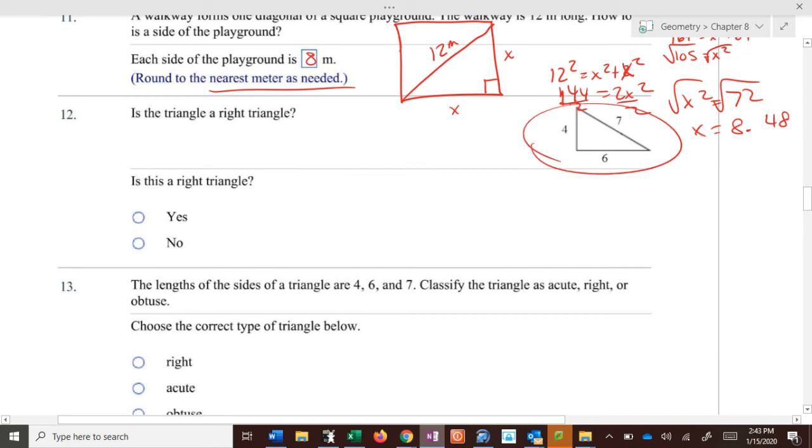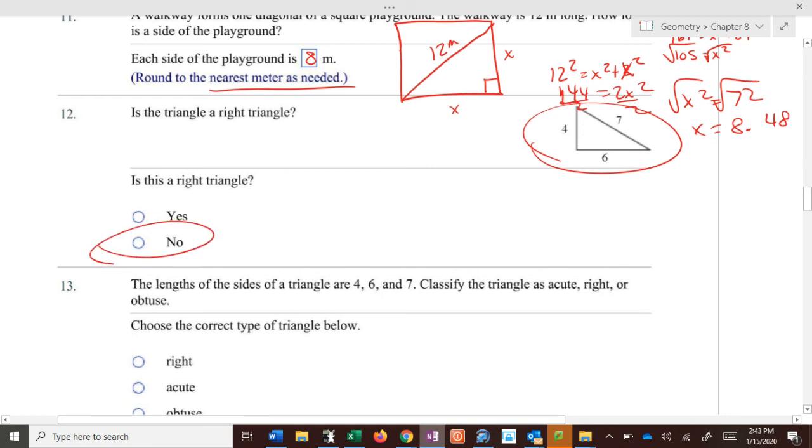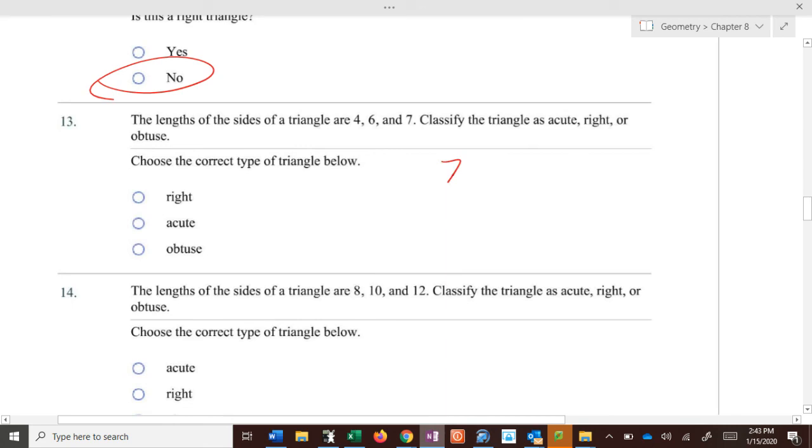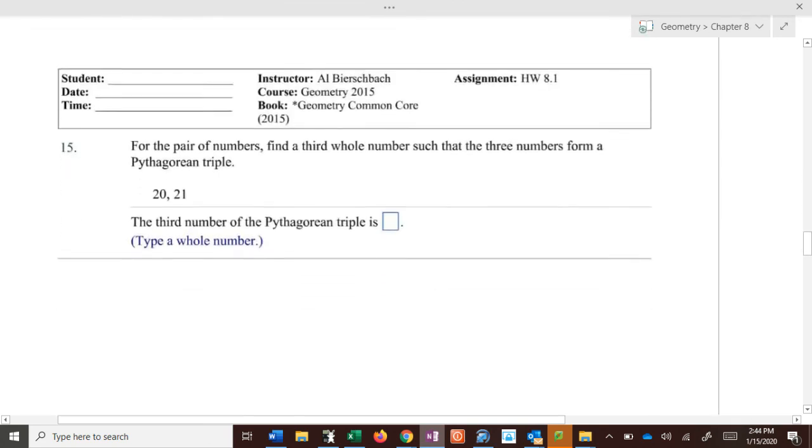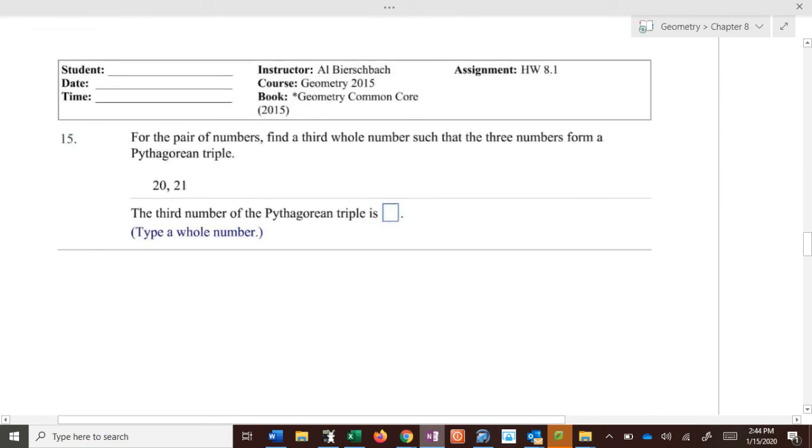Okay. 4, 6, 7, is that a right triangle? Yes. Is that a Pythagorean triple? No. So you'd have to look at it. You'd have to take 7 squared and compare it to 4 squared plus 6 squared. 49 compared to 16 plus 36. 49. And this is 52. So if it's less than, it's not a right triangle, it's an acute triangle. All right? And the last one, okay?